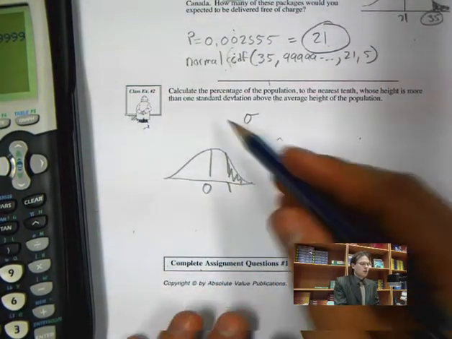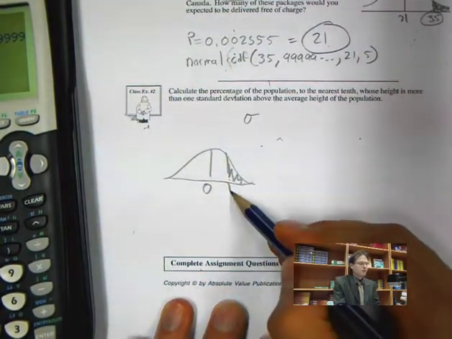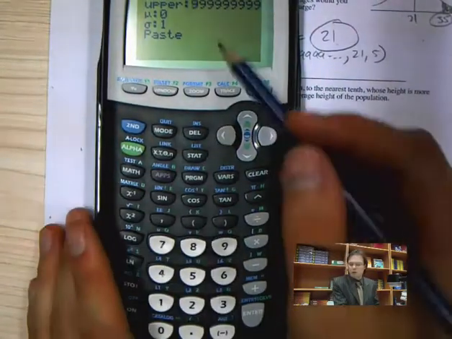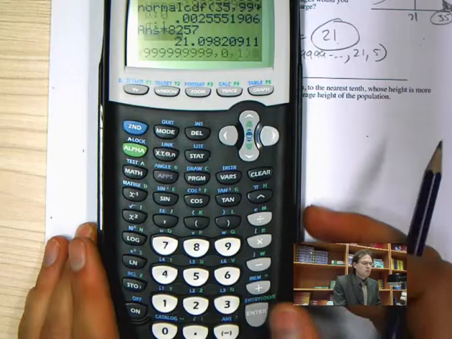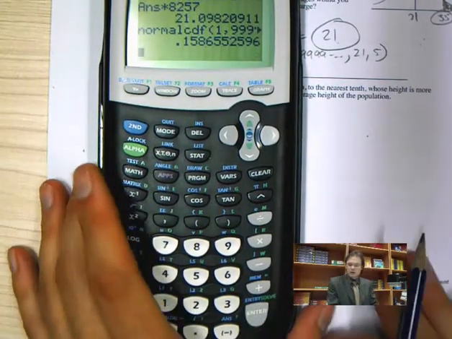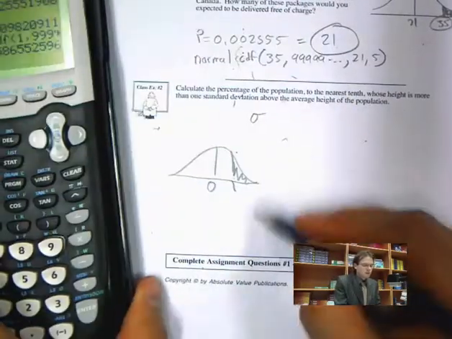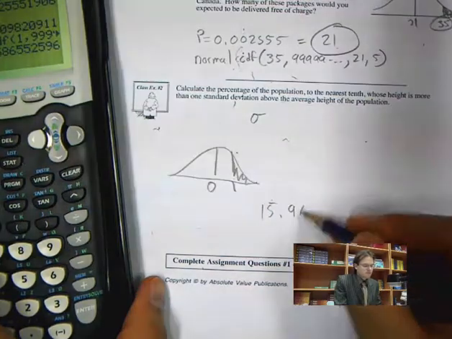I want everything greater. So my minimum is 1, mean is 0, standard deviation 1. And my upper is infinitely big. So I'm going to push enter, enter, enter, paste. And I'm going to end up getting 15.9%. I hope you understand that.